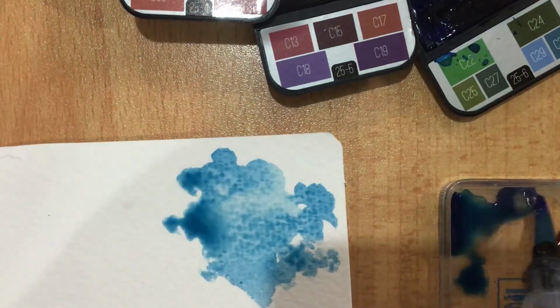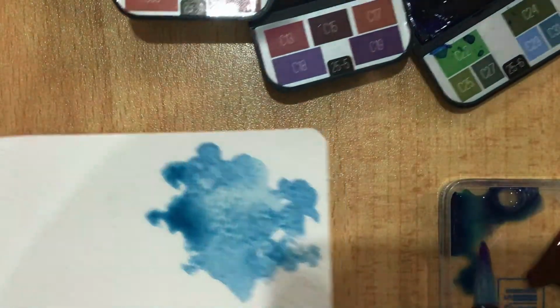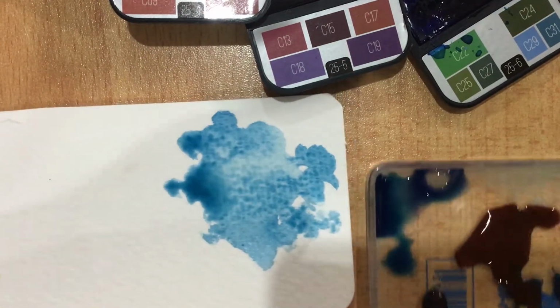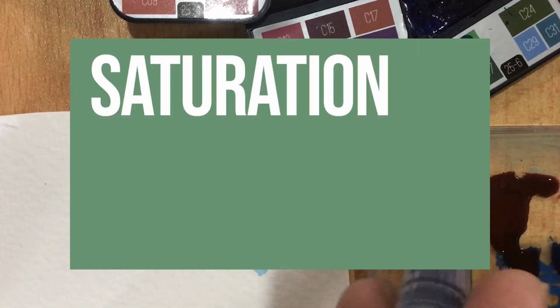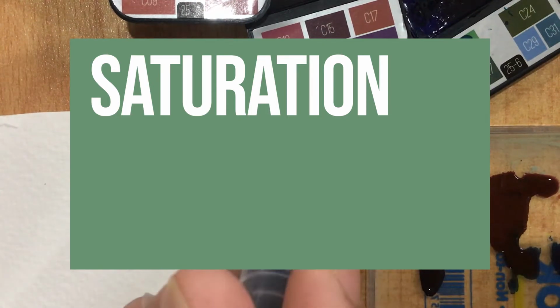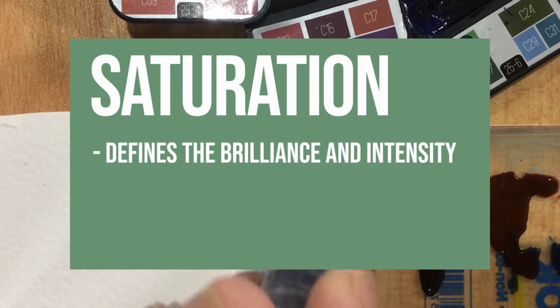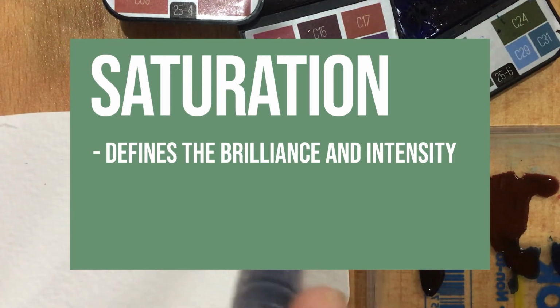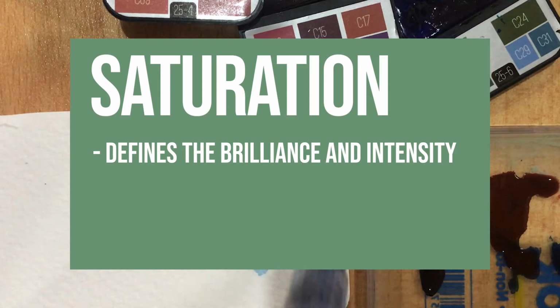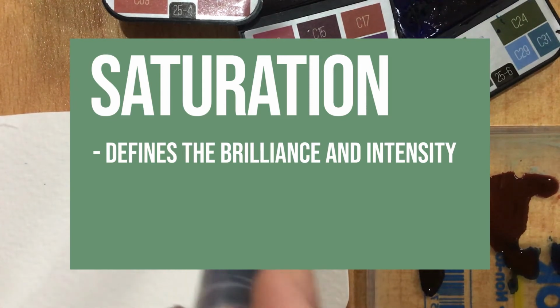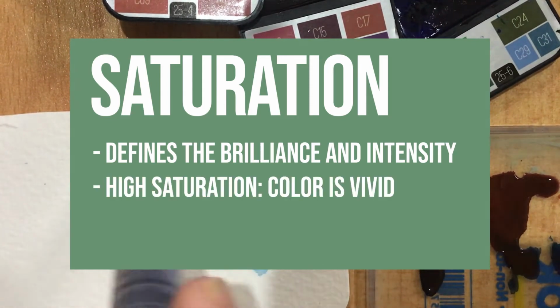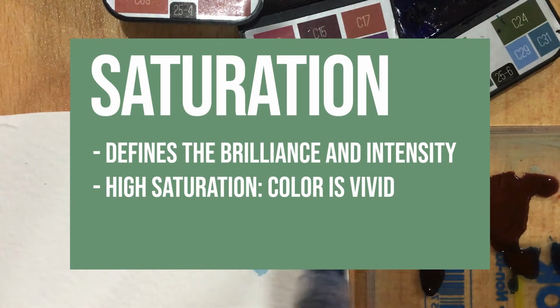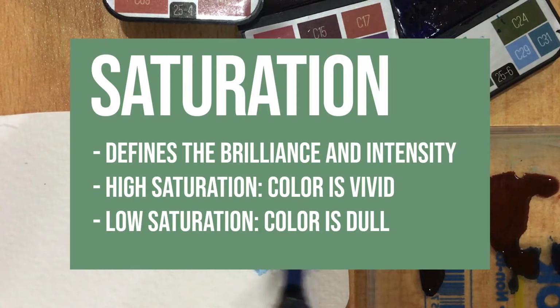Since we see objects and understand objects because of how dark or light they are, value is incredibly important to art. Now, saturation, on the other hand, defines the brilliance and intensity of a color. When a pigment hue is toned, both white and black are added to the color to reduce the color saturation. When a color has a high saturation, the pigment intensity is vivid and bright. And when a color is desaturated or low saturation, the color appears to be grayed out or muted.